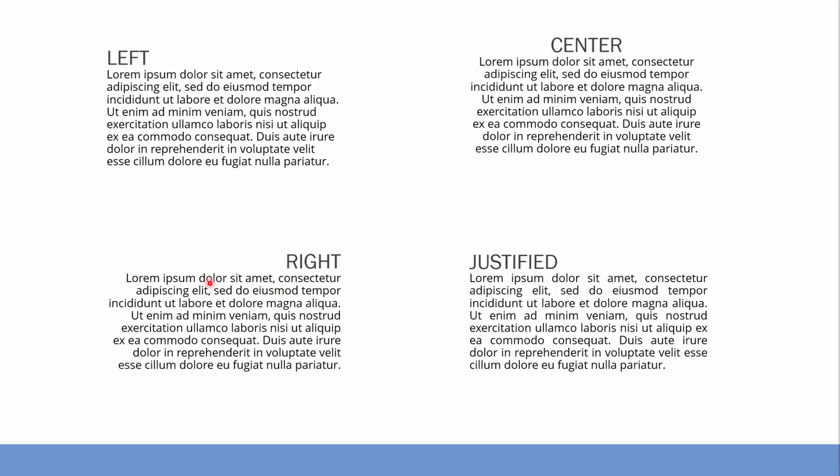Right aligned, same problem. I get to the end of the line, I have to find the next beginning, and that can add cognitive load. Justified, the problem with justified is you end up with some spaces that are bigger than others, and that inconsistency can disrupt learning a little bit. So there you go. That is alignment.